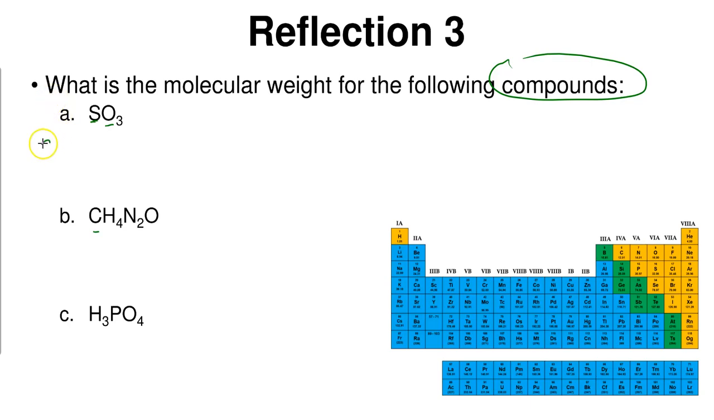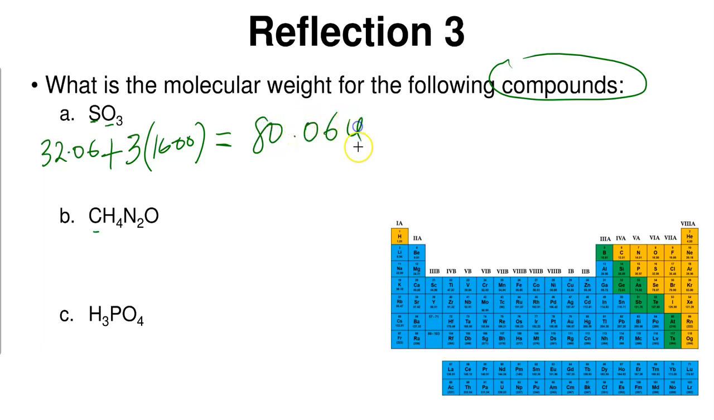Sulfur weighs 32.06. You add that plus, there are 3 atoms of oxygen here, and each atom weighs 16.00. So what it means is that you need to multiply this by 16.00. And when you do that and add everything together, it gives you 80.06 u.